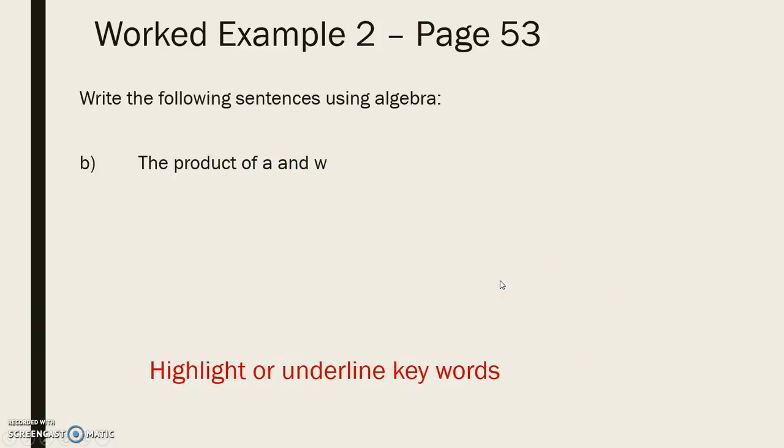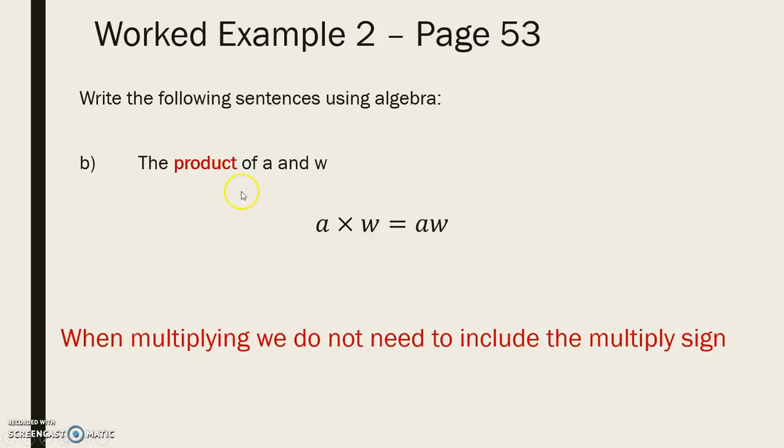Here's the next one. Take a moment to think about what that might be. So the key word is what we're looking for, and that's product. Product of A and W. There are two variables or pronumerals. A times W is the answer. So when multiplying, you don't need to include the multiply sign, so we can just write AW. And we understand that means multiply.